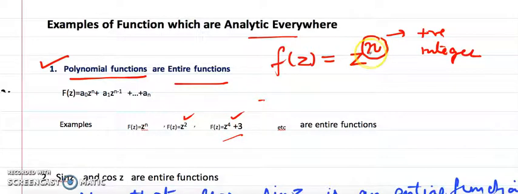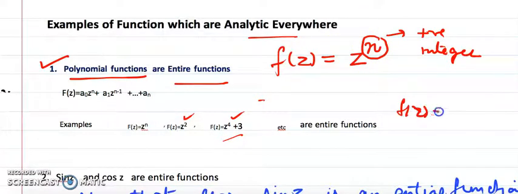The point that should be clear to you is whether it is a polynomial or not. So how do you identify? You just see the power. If all the powers of z in that expression are positive integers, then you can say yes, you are dealing with a polynomial function. Now I'll give you one example.